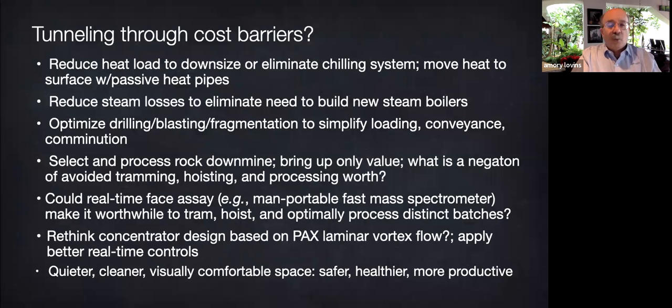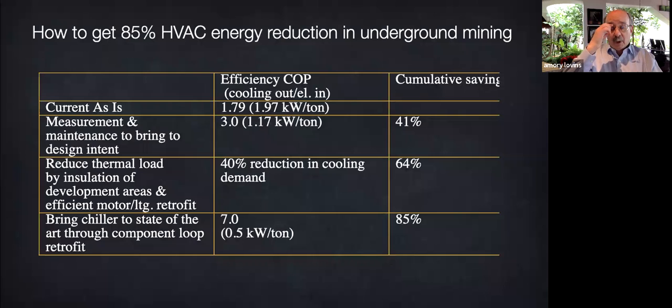But all of these things work together. Now, having seen how much mechanical systems can improve in buildings, you won't be surprised that, especially with Mr. Lee there, we could save 85% of the underground cooling and air handling energy, starting with 41% savings for measurement and maintenance on the equipment, and then 40% load reductions at the mining face, leaving little to save by the last step, which was a redesign saving 57% of the chiller system's energy.